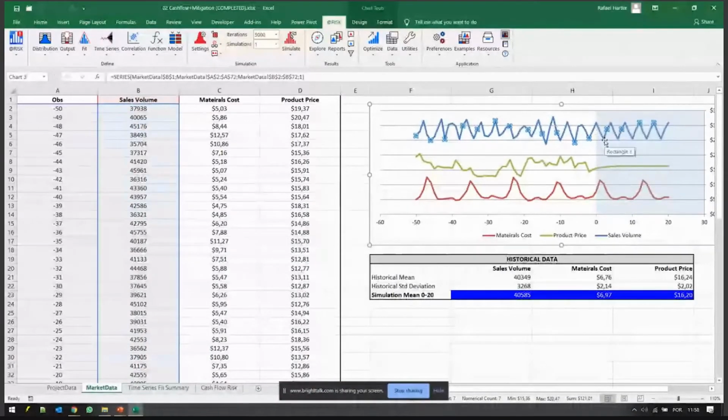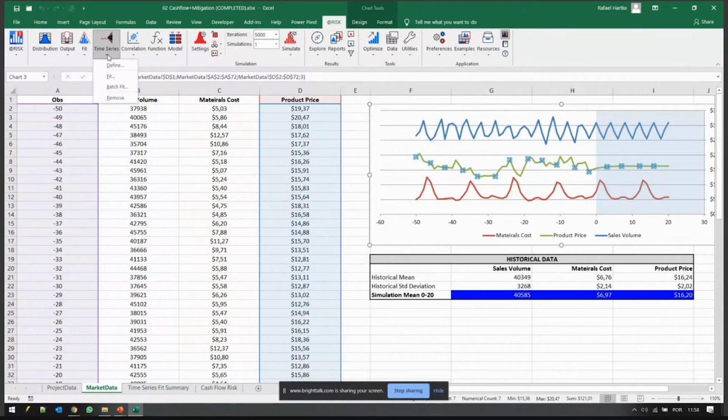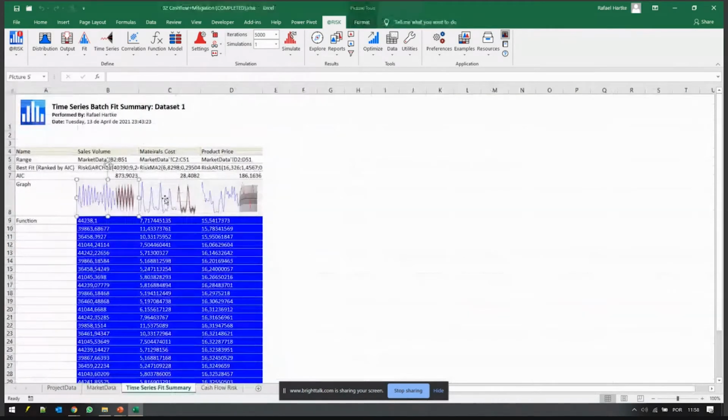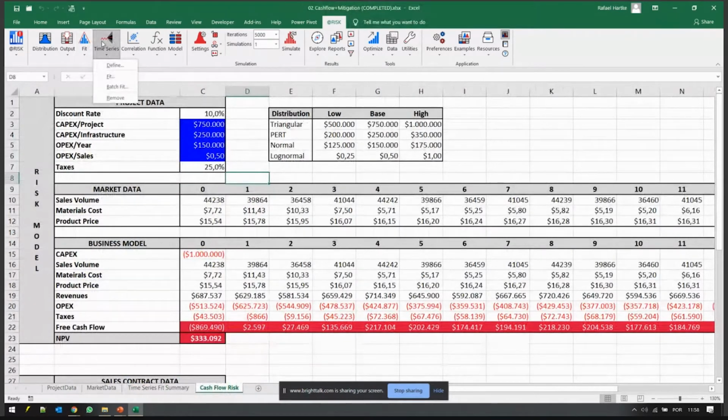The volume of sales has a clear seasonal pattern. Material cost also has a clear seasonal pattern. Maybe product price also has, I don't know. We can use distribution fitting in @RISK, or better, time series fitting in @RISK, to understand how these variables evolve over time. It also provides you a summary of each variable, how it behaves over time in the past and how it might behave in the future. So I can use that directly into the models. Okay, so using data in @RISK, these are only two ways to use data. There are more ways that you can use data directly in your model.